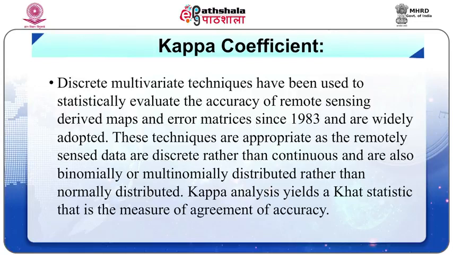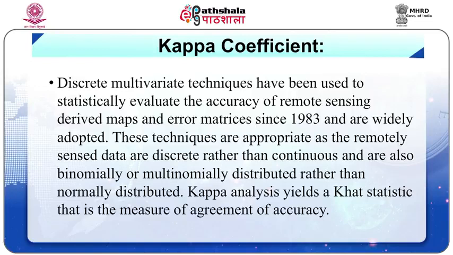Now we will discuss the kappa coefficient very briefly. Discrete multivariate techniques have been used to statistically evaluate the accuracy of remote sensing derived maps and error matrices since 1983 and are widely adopted. These techniques are appropriate as remotely sensed data are discrete rather than continuous, and are binomially or multinomially distributed rather than normally distributed.